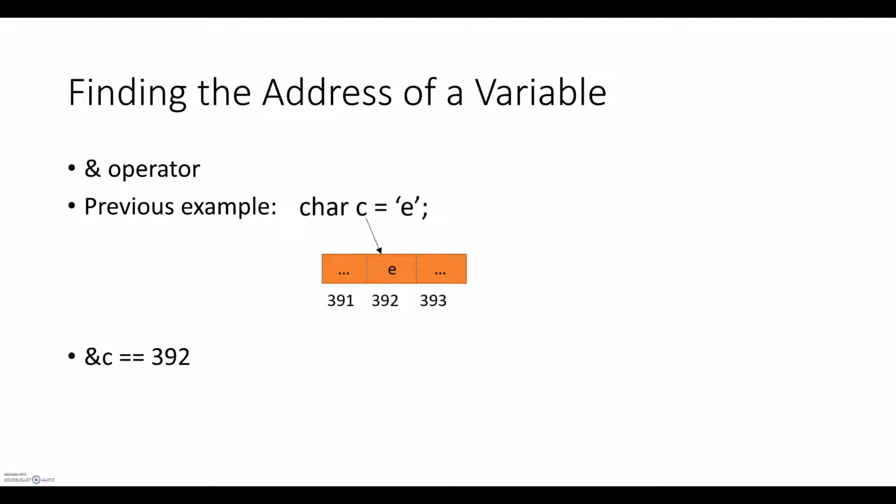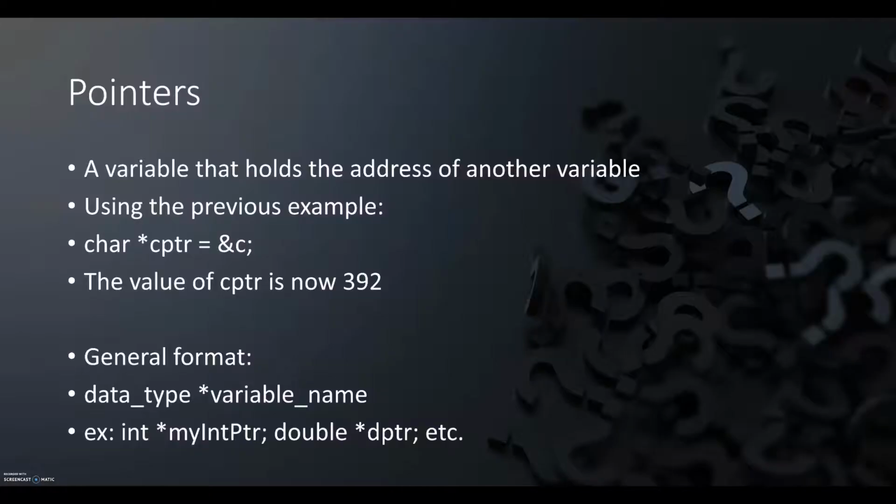So what if we want to store addresses in other variables? This is where the pointer comes in. A pointer is a variable that can hold the address of another variable. In the case of the previous example that we've been using, remember that the address of the C variable is 392. If we want to store that, we create a char pointer and set it equal to ampersand C. In the slide, we created a char pointer called cptr and set it to ampersand C. After this declaration, the value held in the cptr variable is 392.